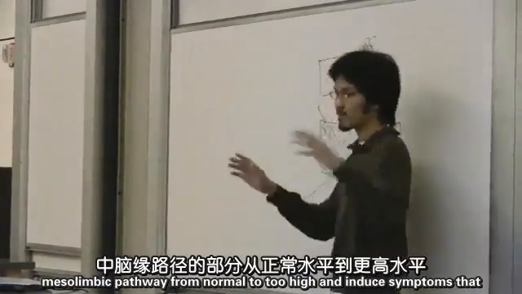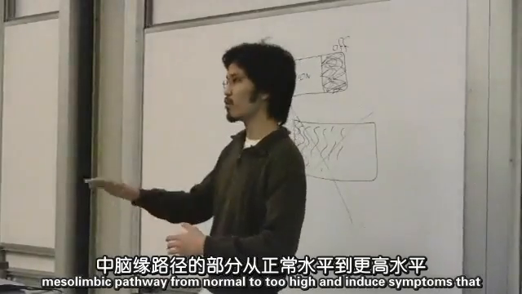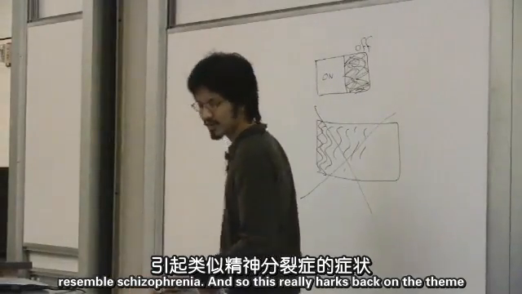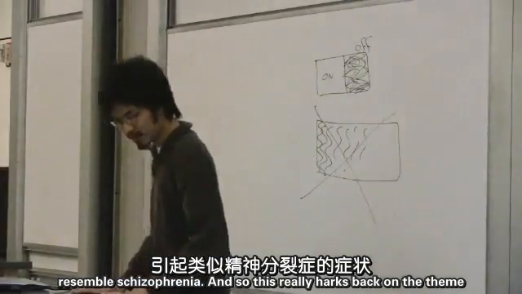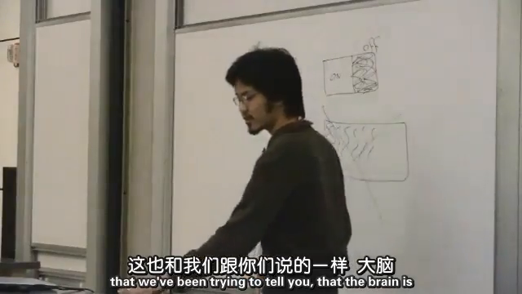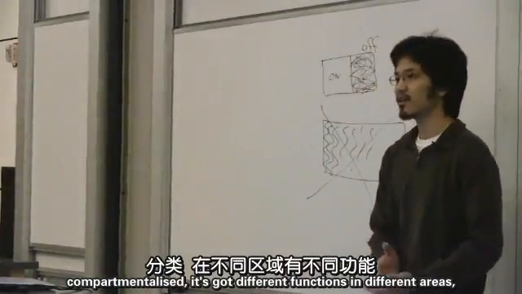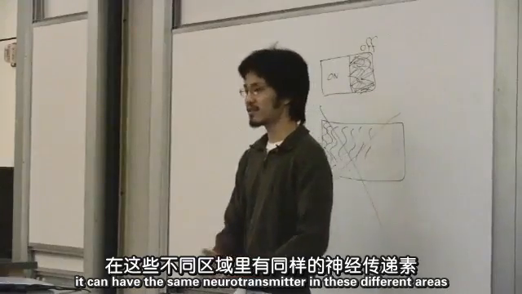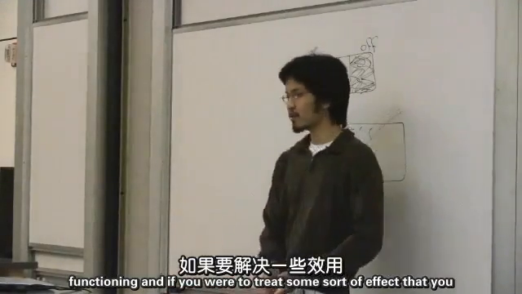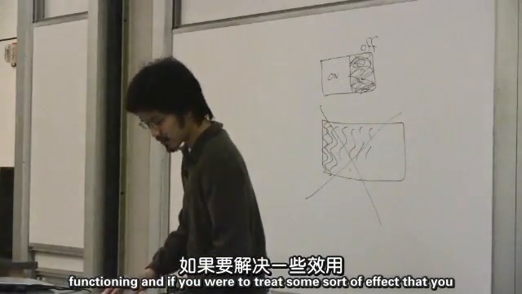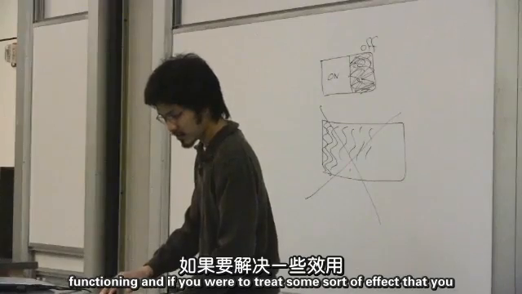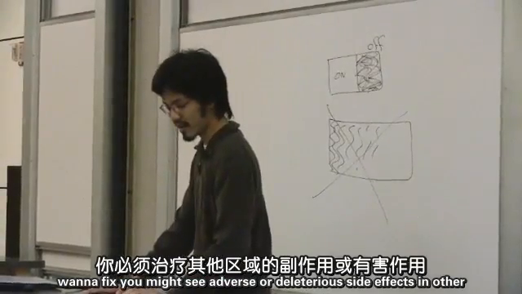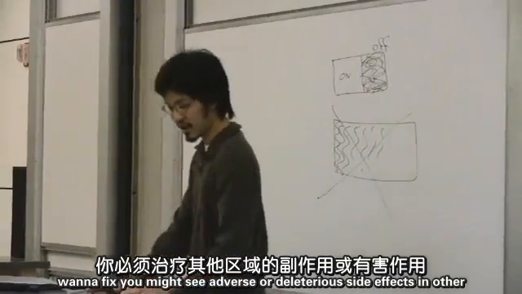And so you might change levels in the mesolimbic pathway from normal to too high, and induce symptoms that resemble schizophrenia. This really harks back on the theme that we've been trying to tell you, that the brain is compartmentalized. It's got different functions in different areas. It can have the same neurotransmitter in these different areas functioning. And if you were to treat some sort of effect that you want to fix, you might see adverse or deleterious side effects in other areas.